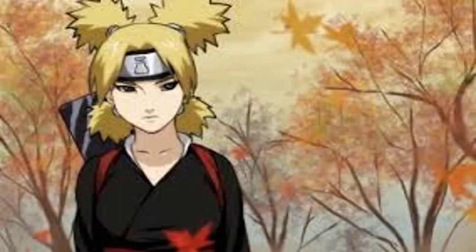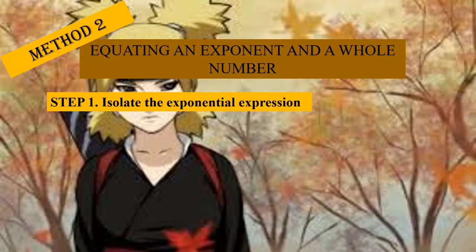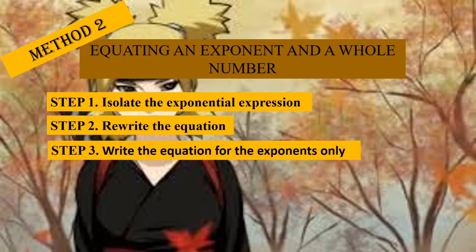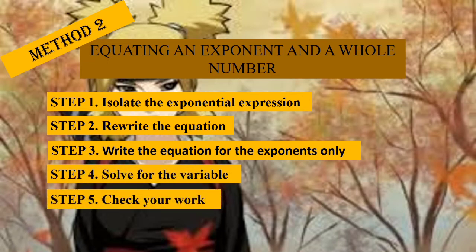Okay, now let's proceed to method 2. Equating an exponent and a whole number. So, kailangan din natin malaman paano ba yung process nito. So, step 1, isolate the exponential expression. Second step, rewrite the equation. Step 3, write the equation for the exponent only. Step 4, solve for the variable. And lastly, check your work. Okay? So, ganyan lang siya kadali.